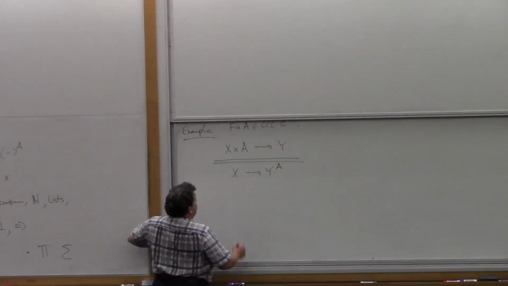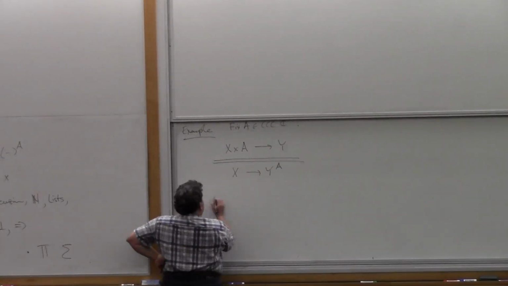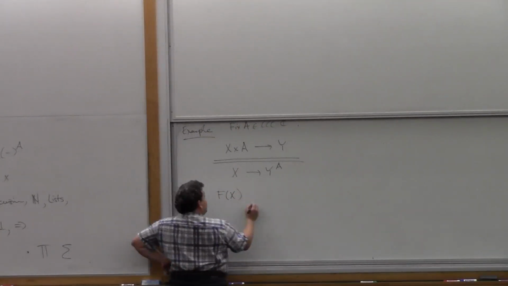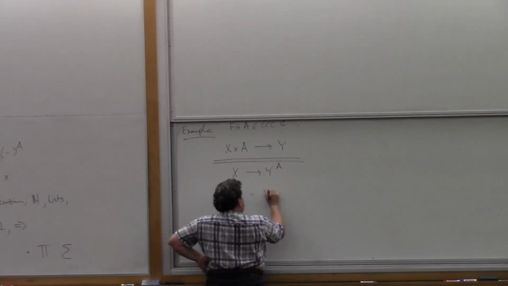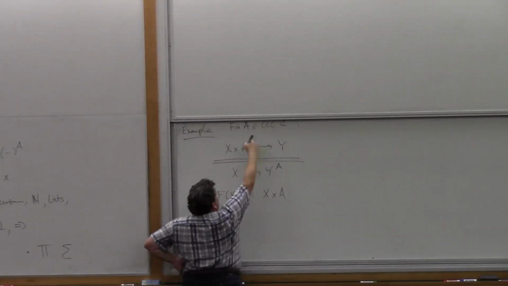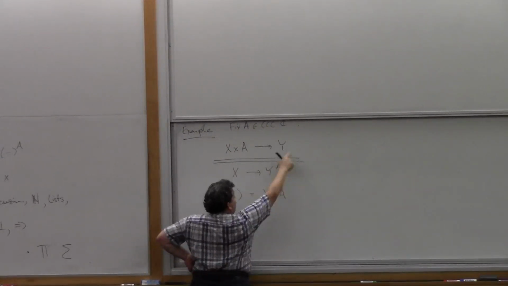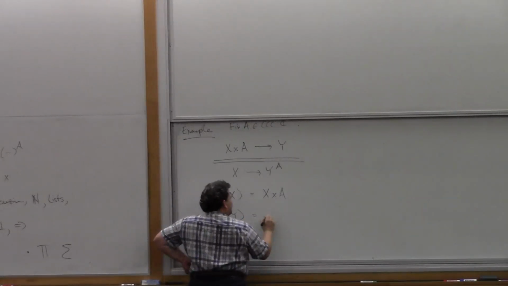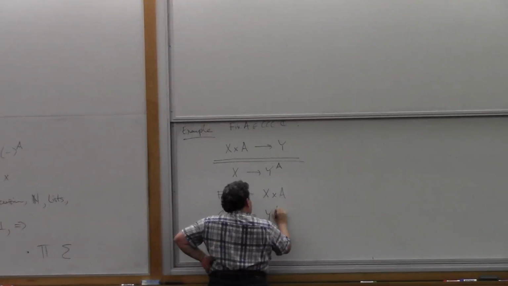Okay, so what we have here is, on the left, we have a functor, and we've checked that that's a functor. F of x, namely it's x crossed with A. We know that that's a functor. On the right, we also know that this is a functor. Call it G of y, and it's y to the power of A.